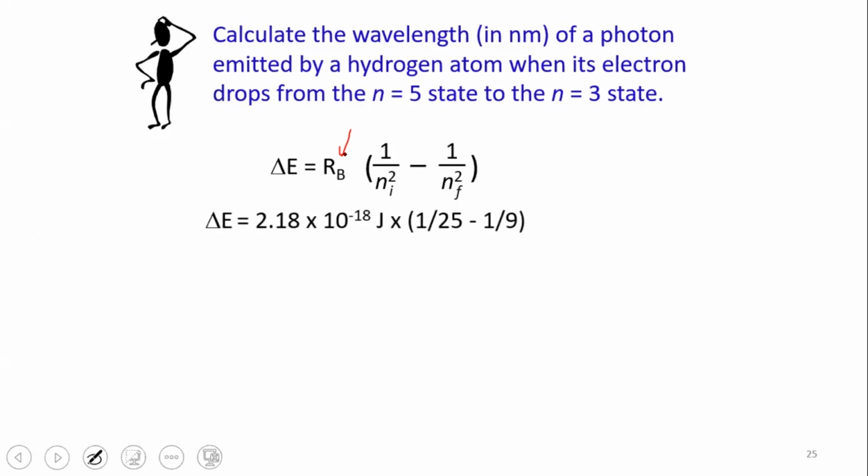All right, so let's plug in the numbers. Essentially, initial state is n equals 5, so the square of it is 25. Final state is n equals 3, so the square of that is 9. So we have this here, and we can calculate it to be negative 1.55 times 10 to the negative 19 joules. So one electron dropping from orbit 5 to orbit 3 would release this amount of energy, all right?